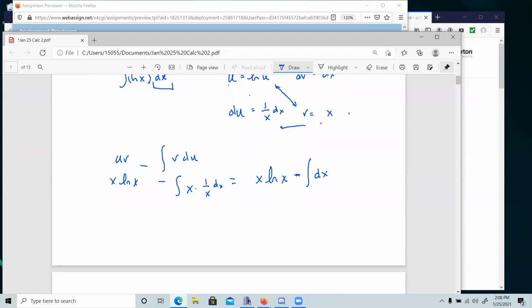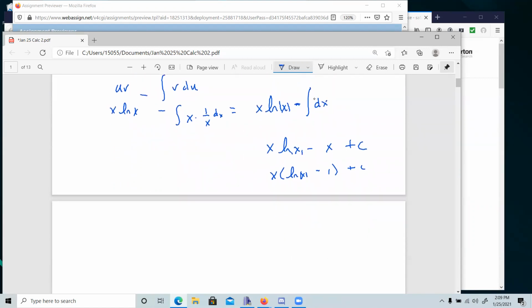All right. And we end up with x ln x minus x plus c. Okay, you can factor this, right? The absolute values here, I suppose, because we integrated. Minus 1 plus c. Now, should we check it?